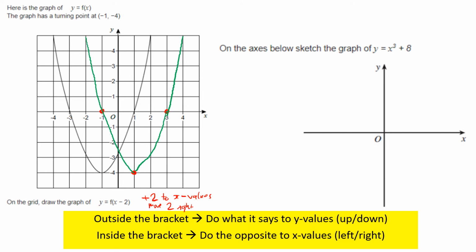Secondly, we've got to sketch the graph of y equals x cubed plus 8. Now remember, the way you want to approach this is think about the shape, think about the transformation, and then you can put it all together. So this is a cubic graph. We know that a cubic looks like that. The transformation is a +8 outside the bracket. So outside means we do what it says to the y values. And then putting that all together, it's going to move our shape up by 8. So instead of going through at 0, it's going to go through at 8.